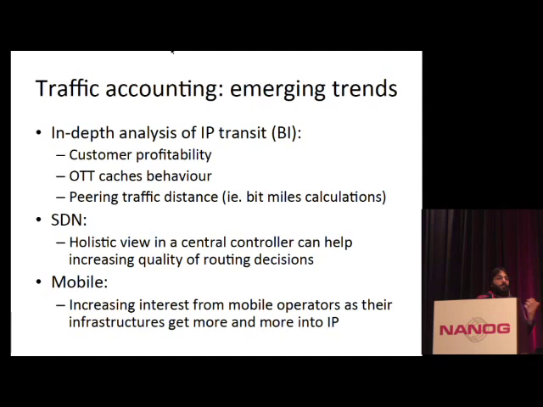Let's take the typical IP transit customer, so a wholesale customer. I see a rising interest in seeing, okay, this guy is now paying me half a dollar per meg, let's say. Am I making a profit on that? So let's see how much of my transit or how much of my peering this customer is consuming, how much I'm paying for this, and also how much of the backbone I'm using to carry the traffic for this customer. And then there is the OTT, over-the-top, caches behavior.